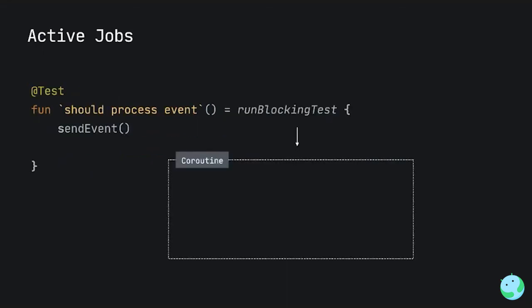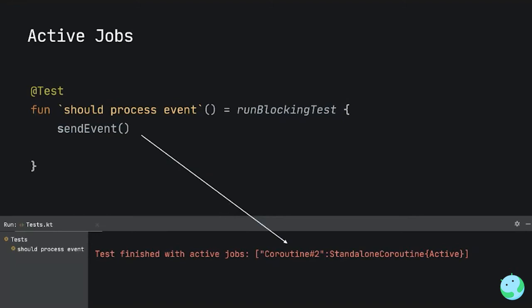So now when I launch this inside of runBlockingTest, I have a coroutine here. I'm going to call send. When that happens, since I'm using a rendezvous channel, this coroutine, this runBlockingTest coroutine, will suspend itself, and then you'll get this error.